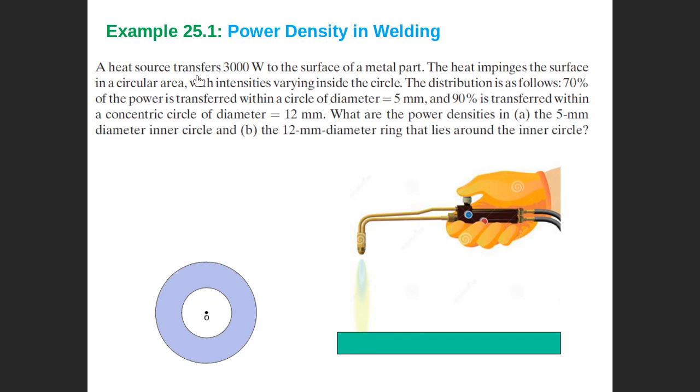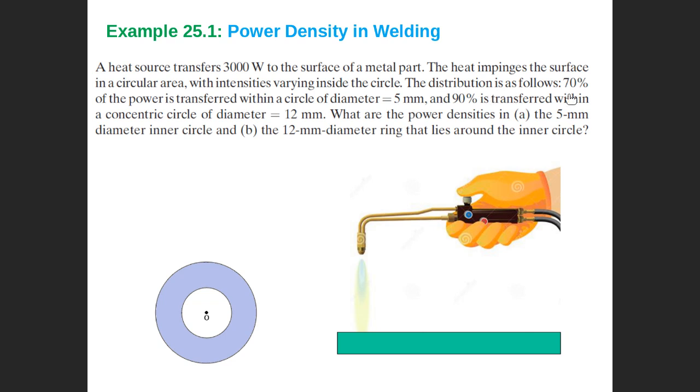The heat impacts the surface as a circle area. The heat is distributed here in a circle area, as you can see, with the intensity of the heat varying inside the circle. The distribution is as follows.